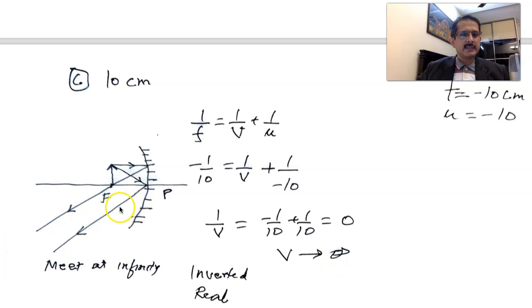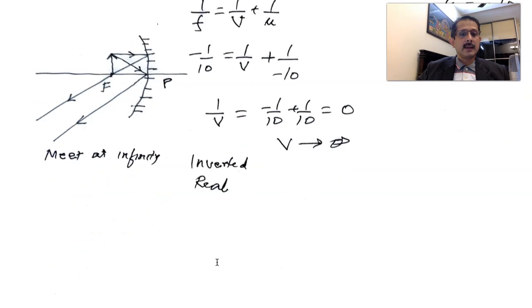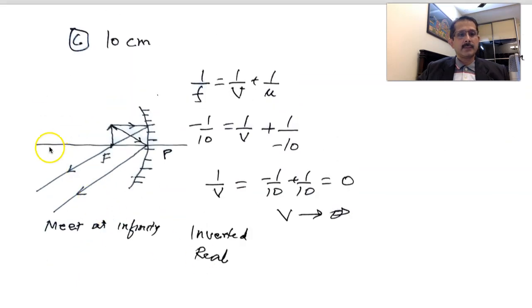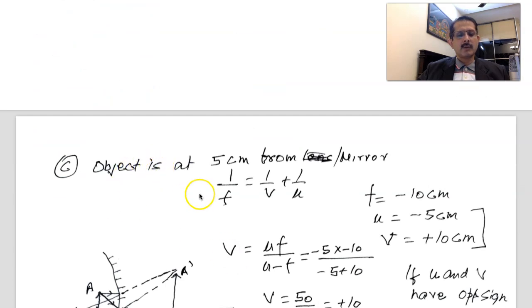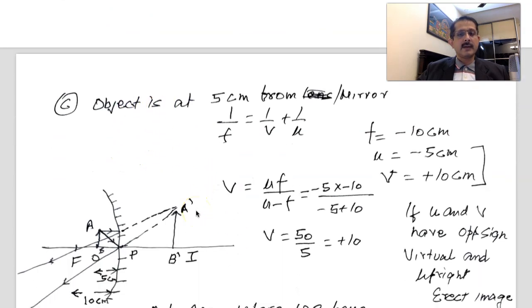So these rays actually meet at infinity, and the image would be real and inverted, meeting very, very far, and usually we say it meets at infinity. Okay, let me go forward and use the object at 5 centimeter from the mirror.